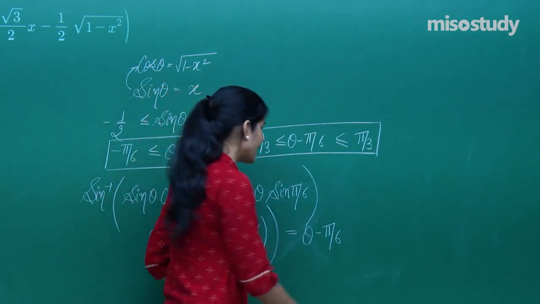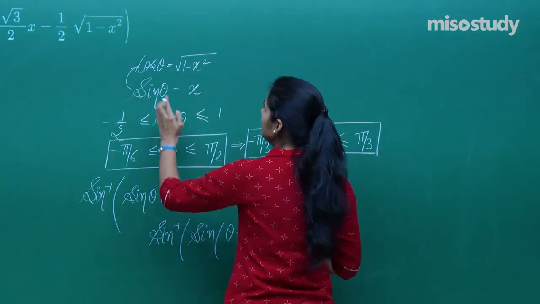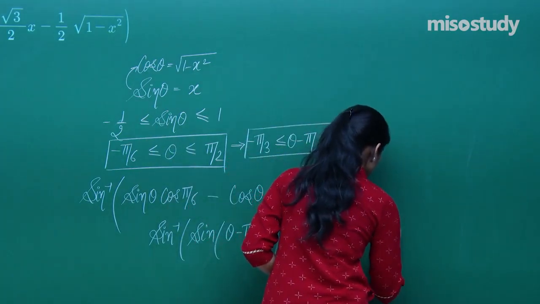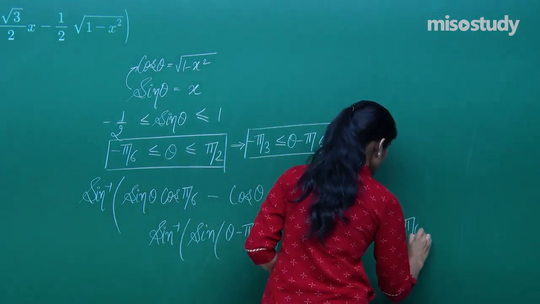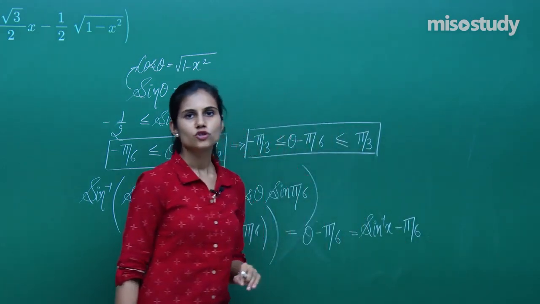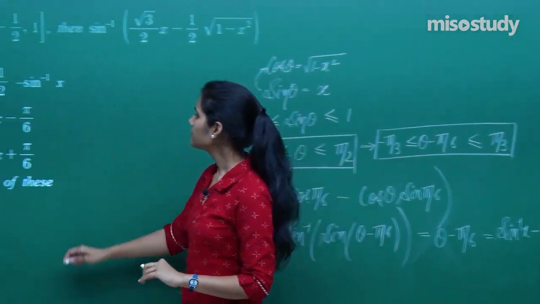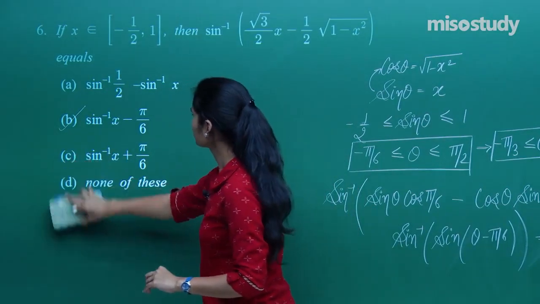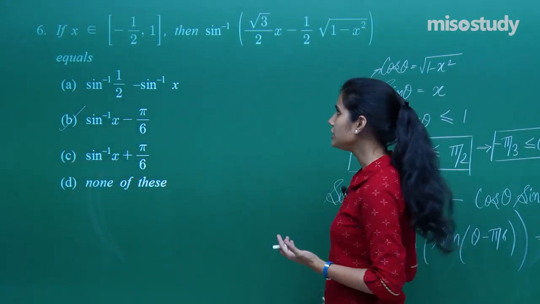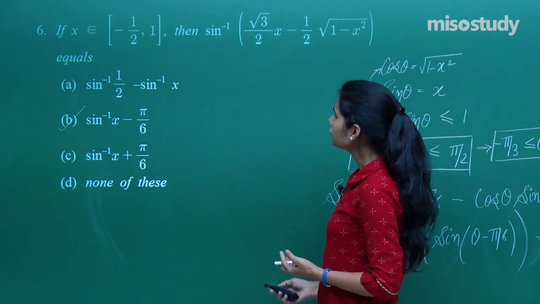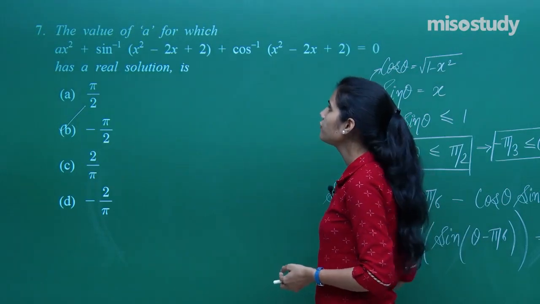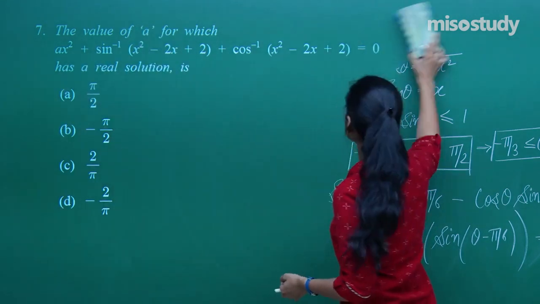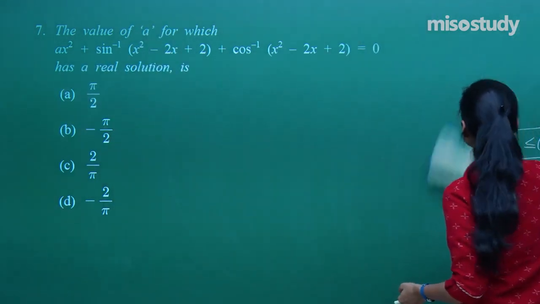this as this, and theta is what? Sine theta is x, theta becomes sine inverse x minus pi by 6. So sine inverse x minus pi by 6 is my very correct answer. Clear? That's how you deal with this question. Next question what we have is the value of a for which this expression is 0 has a real solution is what? Let's see.